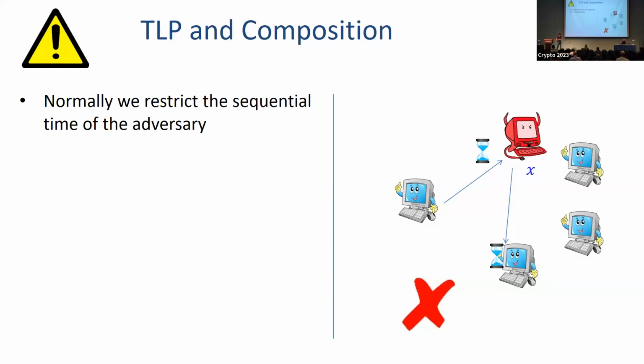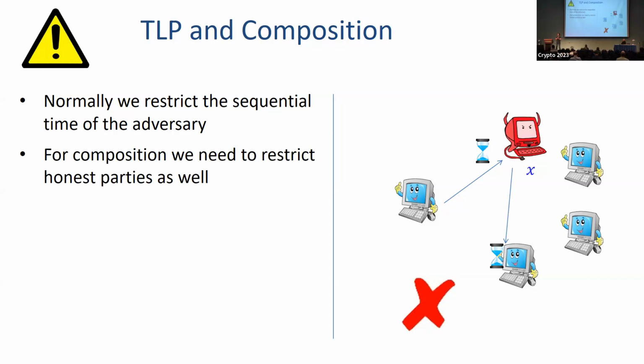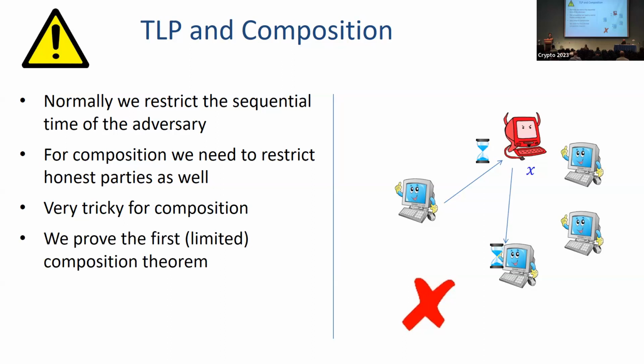And the reason this is tricky is because normally we restrict the capabilities of the adversary when we consider security of protocols. But here, the adversary can use resources of honest parties. So we have to restrict also the resources of honest parties when we talk about composition. And that's very subtle. We do, however, prove a composition theorem, the first composition theorem in that setting, that is very limited and restricted and is enough for what we do. I think it's a beautiful question to extend it. That's something we are working on now.